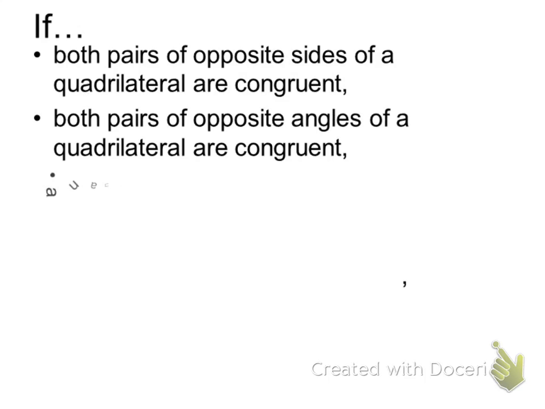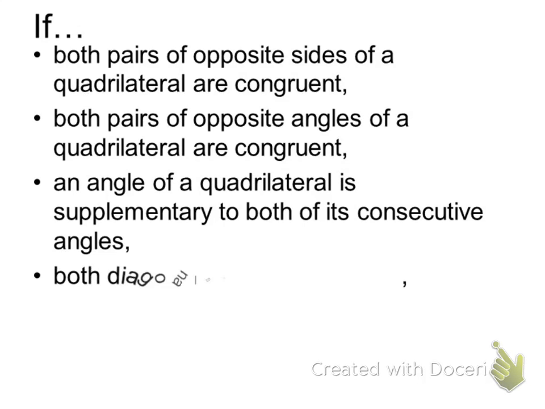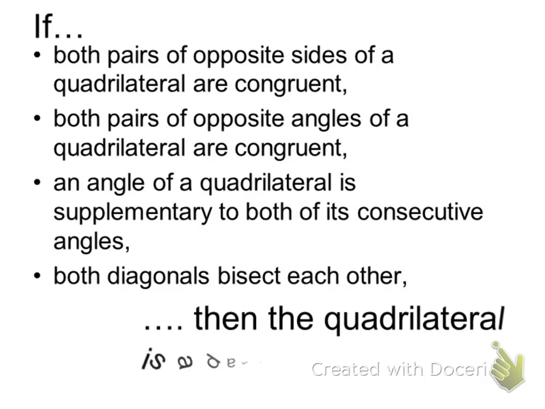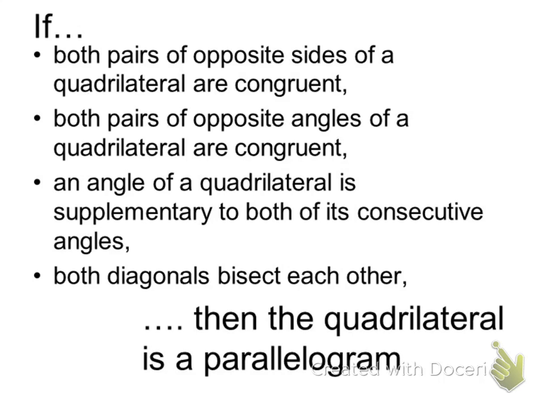There are a few ways to do that. They're all written as if-then statements. So instead of making you write if 4 separate times, we're just going to write one big if. And then these are all the things that could lead you to your then. And the then is a parallelogram. So if any of those things are true, then you can say that your quadrilateral is a parallelogram.